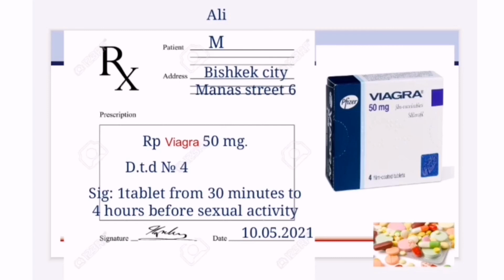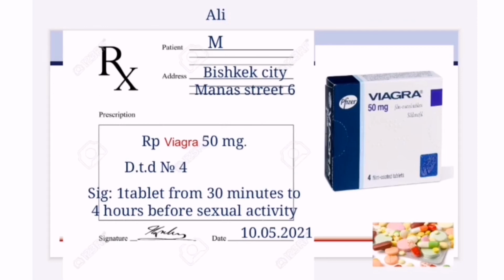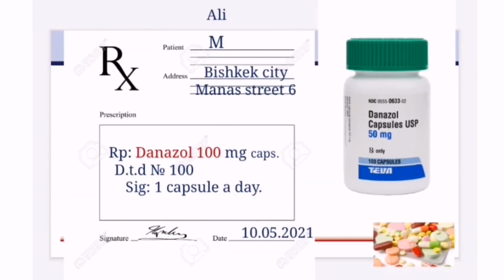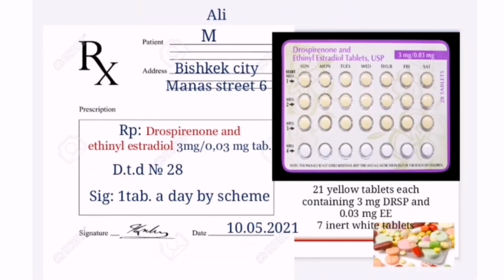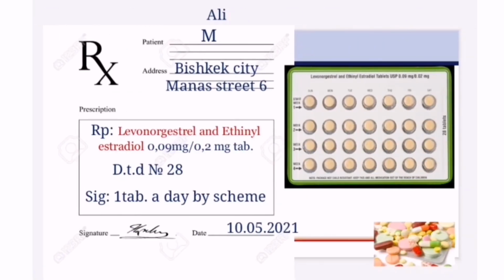Next, here is the prescription. You can write a prescription. First is the patient, then address, and the prescription box with medicine name and dose, and at the end signature and date. Here is the picture of this drug, Viagra 50 milligram. Next is danazol capsules 50 milligram, and next is drospirenone and ethinyl estradiol, 21 tablets each containing 3 milligram drospirenone and ethinyl estradiol 0.03 milligram, and 7 inert white tablets. Next is levonorgestrel and ethinyl estradiol.